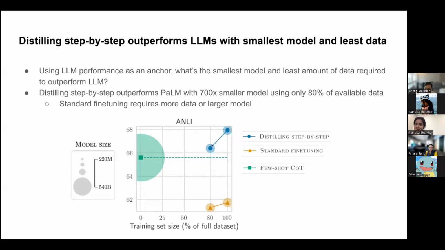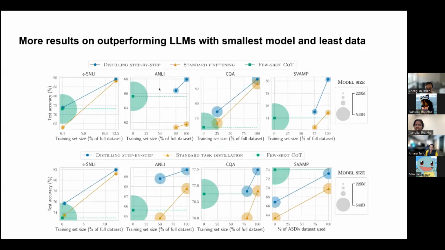But if we look at standard fine-tuning using the same 770 million T5 model, even with the full 100% of the training set, there's still a performance gap to the few-shot prompted large language model. This indicates that with standard fine-tuning, we either need a larger model or even more data to catch up with the large language model's performance. Distilling step-by-step is a more data-efficient way to leverage existing data points for training a more capable small model. This is also the case on other datasets and on standard task distillation.